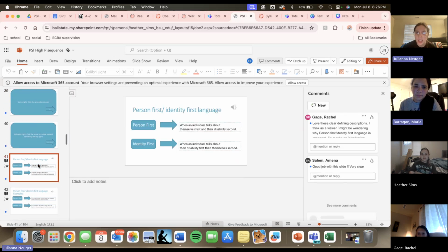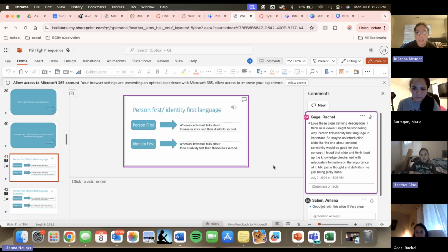And then this slide about person first and identity first language. I think this is really important. A lot of people use person first or identity first language. It's just kind of a big debate right now for some people. So I thought that this was really important to add just so we're using the correct verbiage for our patients, clients, students. Students, yes.